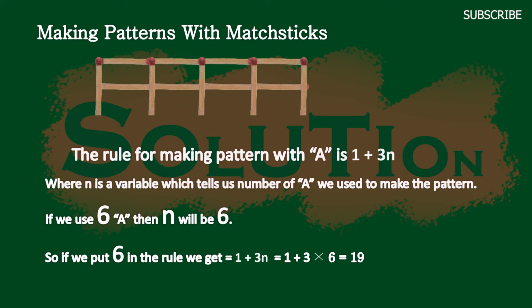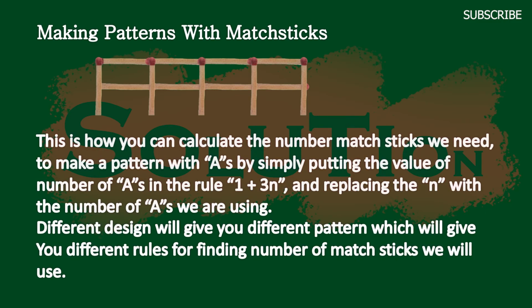So if we use 6A, then n will be 6. Let us replace n by 6 in the rule 1 plus 3n. It will be 1 plus 3 into 6, that is 19. This is how we can calculate and find out the rule, and using this rule, we can find out the number of matchsticks without actually designing it.